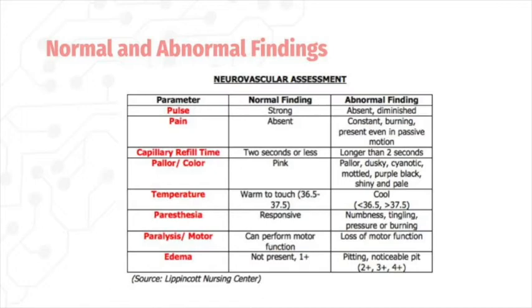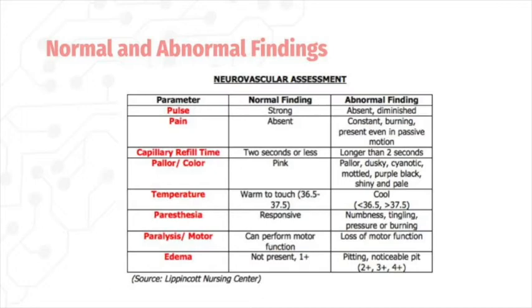For the next parameter, we have paresthesia. For the normal finding, the client is responsive. For the abnormal finding, the client reports a feeling of numbness, tingling, pressure, or burning. For paresthesia, it could mean that there might be a sensation issue, and this is a sign for compartment syndrome as well.